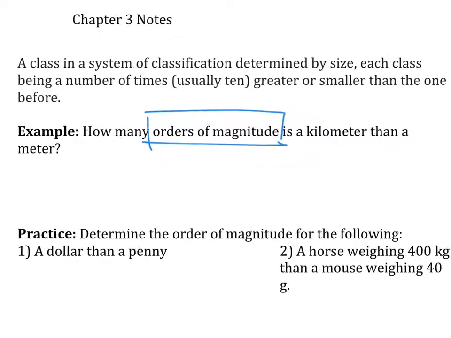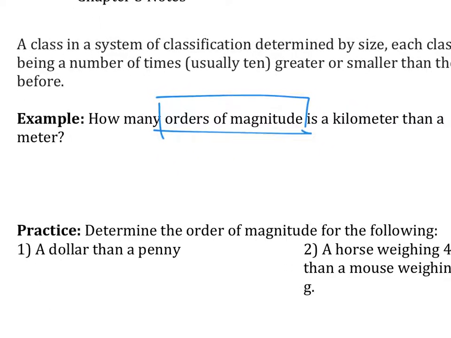Okay, orders of magnitude. Is a kilometer bigger than a meter? Well, let's look at 1 kilometer. 1 kilometer is how many meters? 1,000. And then 1 meter is 1 meter. So we wanted to get them to both have a base of 10. So 1,000 is the same as 10 to what power? Third. So that is 10 to the third meter.